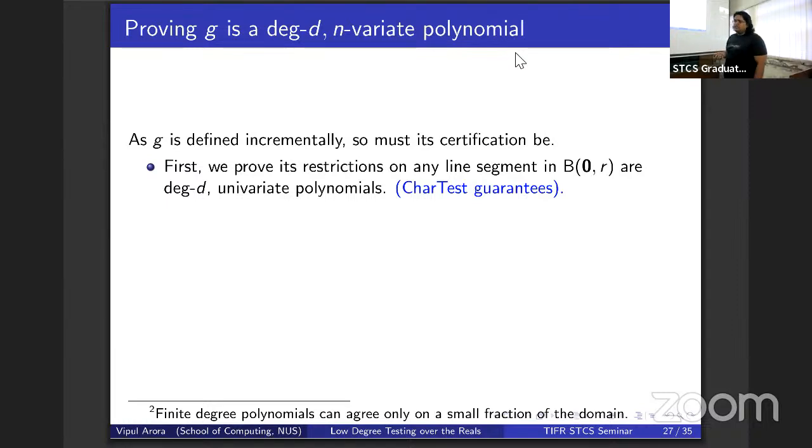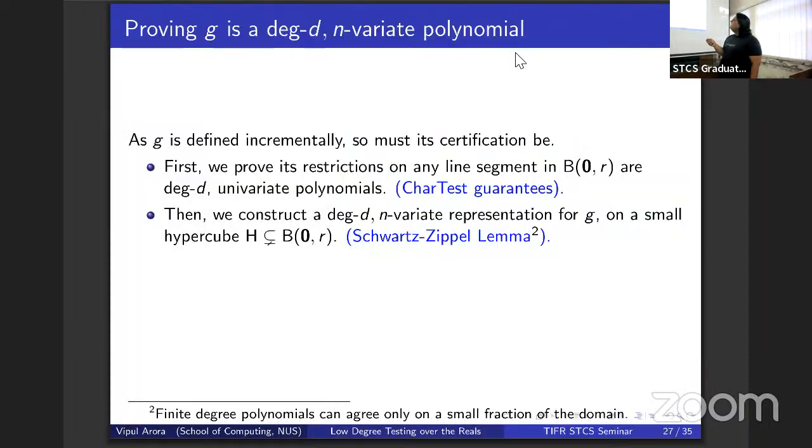So with all of this, the task that then remains is to prove that if the tester did not reject with high enough probability, then G is a degree D n-variate polynomial. So G was defined incrementally, first in the ball and then outside the ball. So this proof should also be incremental. So the first part is to prove that on every line restriction, on all line segments in the ball B(0,R), G is a degree D univariate polynomial. And this follows from the characterization test not rejecting F with high enough probability, as well as the collision probability analysis.